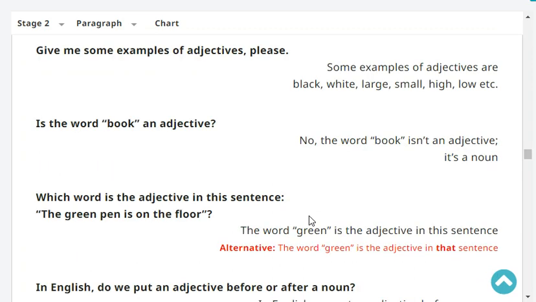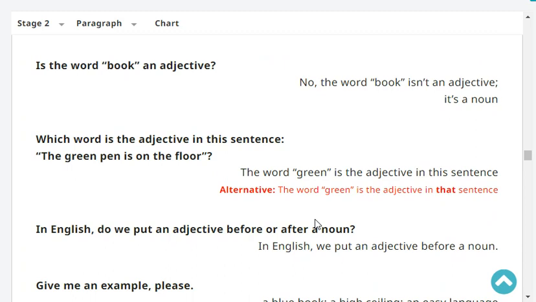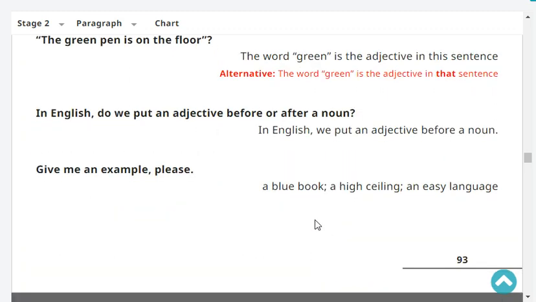Very good. Which word is the adjective in this sentence? The green pen is on the floor. The word green is the adjective in this sentence. Very good. Next.